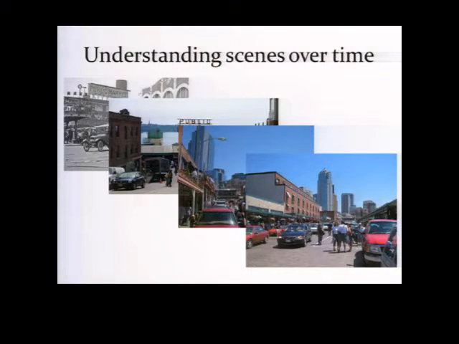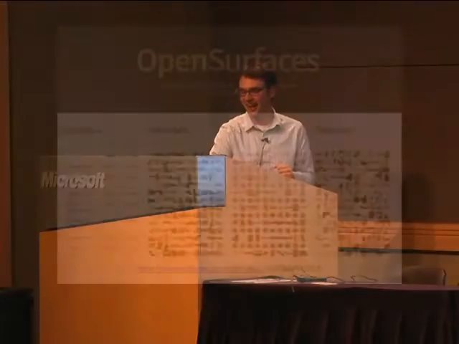I already sort of mentioned this. We want to understand scenes over time, how they change at different time scales. At Pike's Place Market, when do the shops open every day? What's the pattern of traffic, and so on.